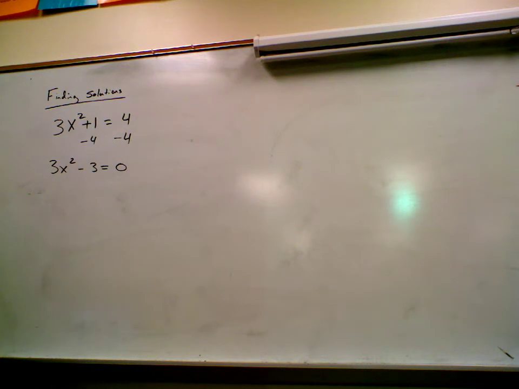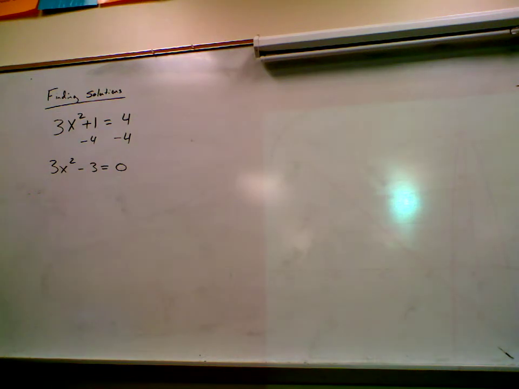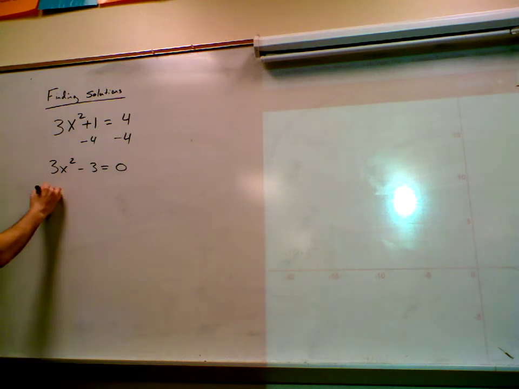Okay. The first thing we should do is common term factoring, right? Is there a common term in here? 3. Good. So we pull a 3 out of everything, right? Yeah. So I take a 3 out of everything and we get this.